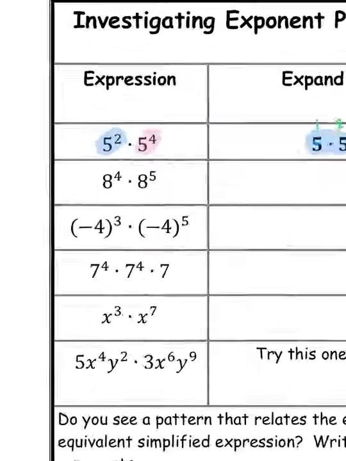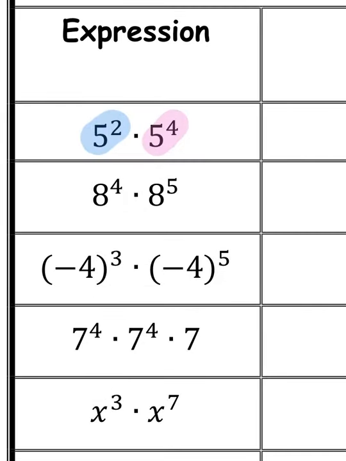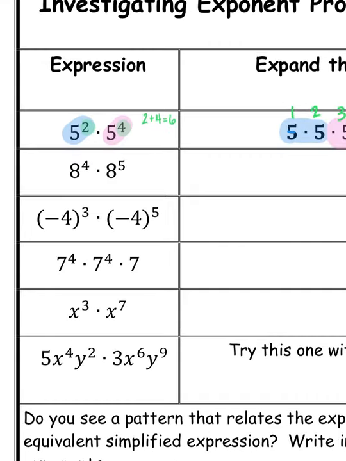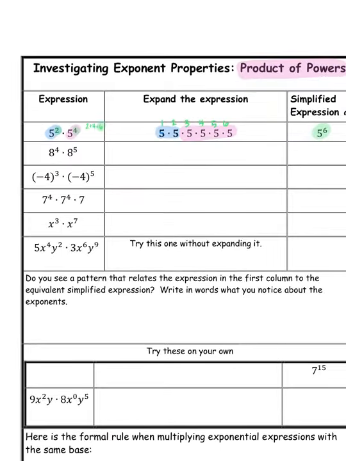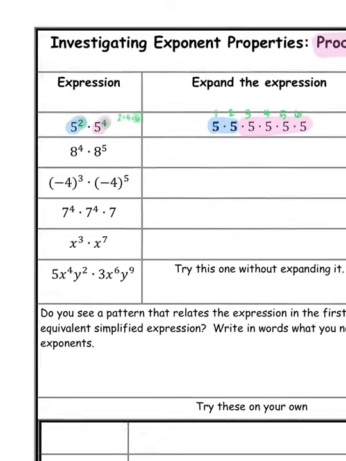So if we look over here, I've added the 2 and the 4. So I've added the exponents. 2 plus 4 equals 6. So that my exponent then is going to be a 6, and I'm just keeping the base with it. So the base never changes. The exponents we're just adding. So let's look at the next one.